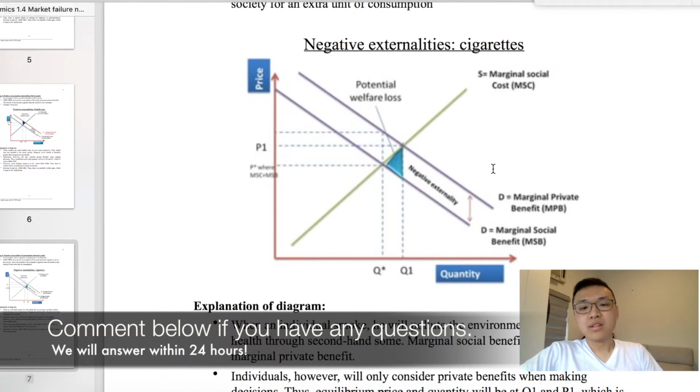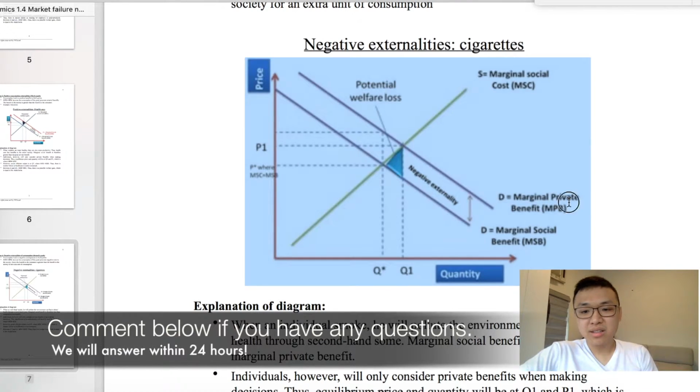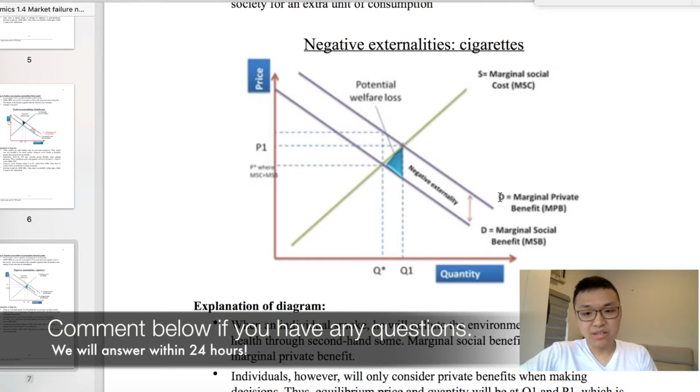So we can see the MPB is greater than the MSB. You can see it right here, right? The MPB is larger than the MSB, as I've explained. MPB larger than MSB. Okay, and then you draw one supply curve. That's it. Two demand curves and one supply curve, with the MPB being larger than the MSB.